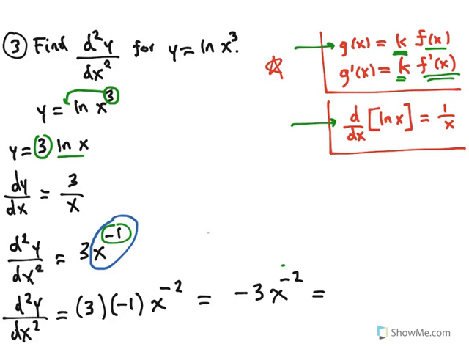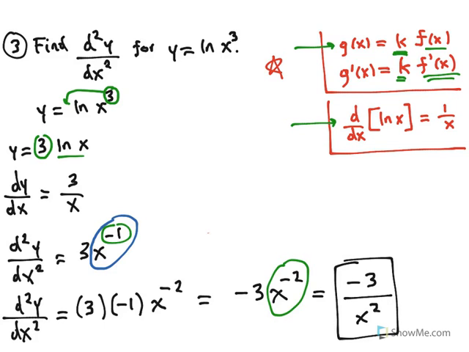And of course, you can rewrite x to the negative 2 as a power with a positive exponent by taking the power from the numerator to the denominator. So our final answer is negative 3 over x squared. And what is this? This is the second derivative of the function y is equal to natural log of x cubed.